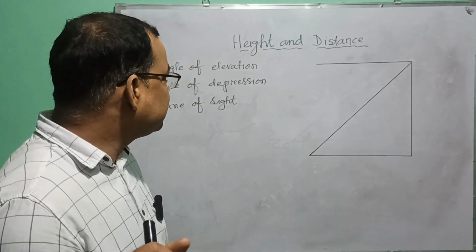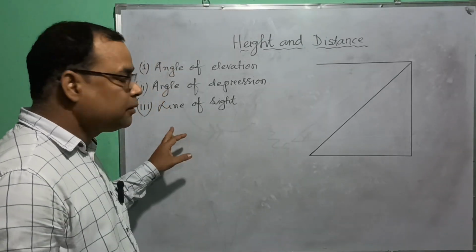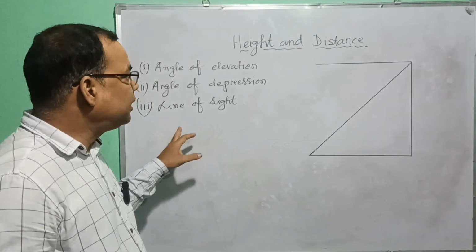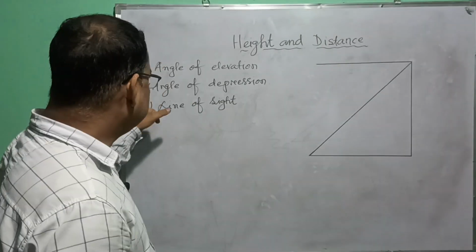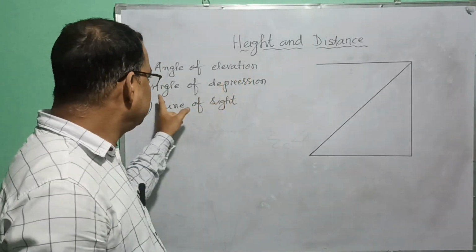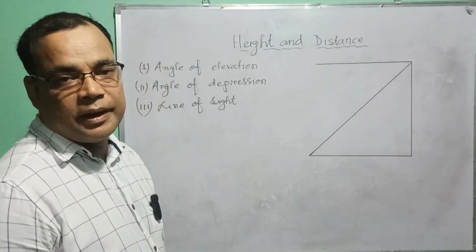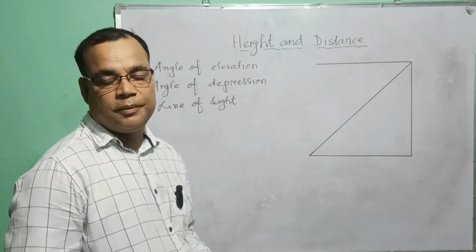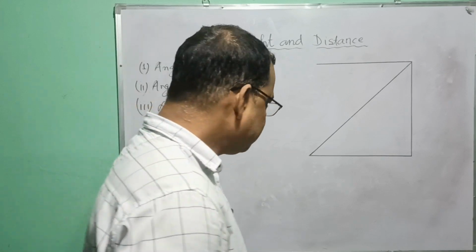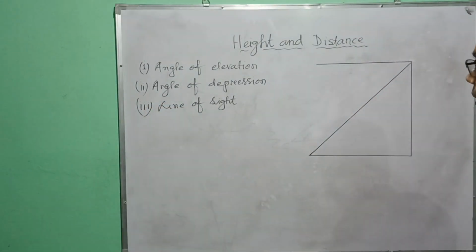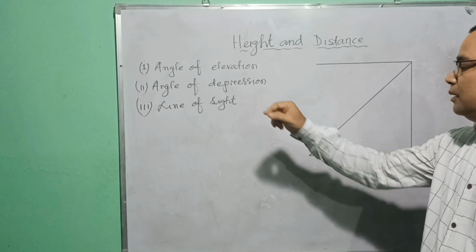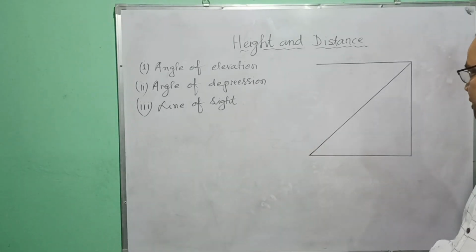Before starting, I want to discuss some important terms related to height and distance, which are angle of elevation, angle of depression, and line of sight. If you can understand these, I think there will be no problem in the exam. So let us try to understand what the three terms are. The first one is angle of elevation.